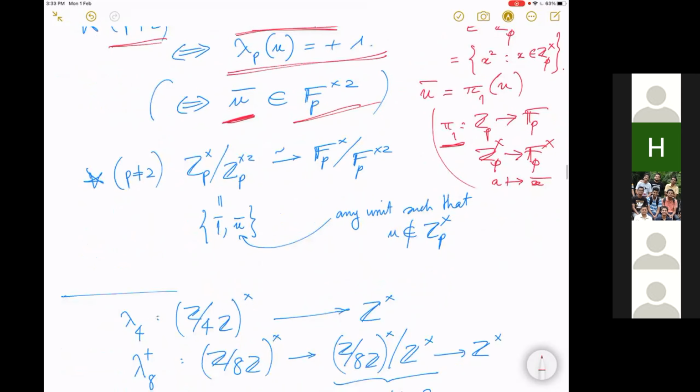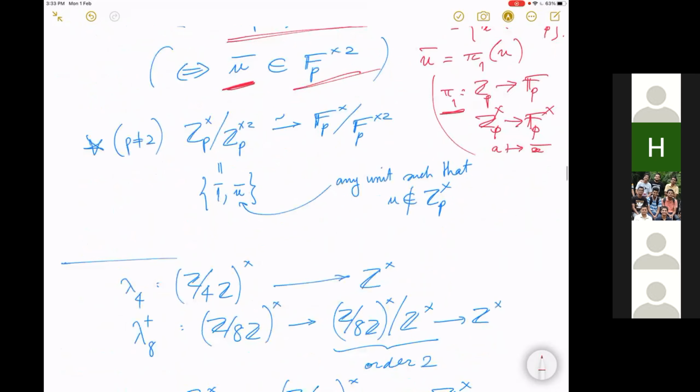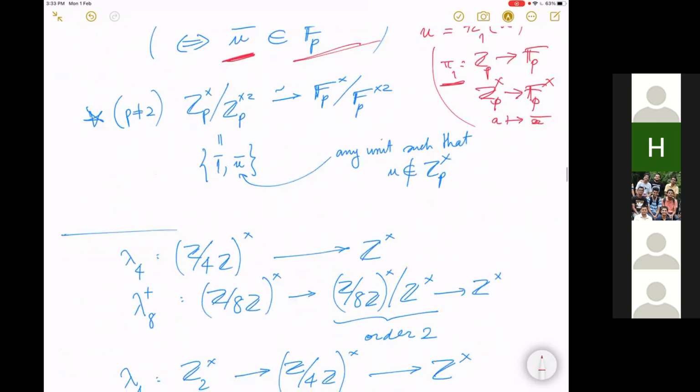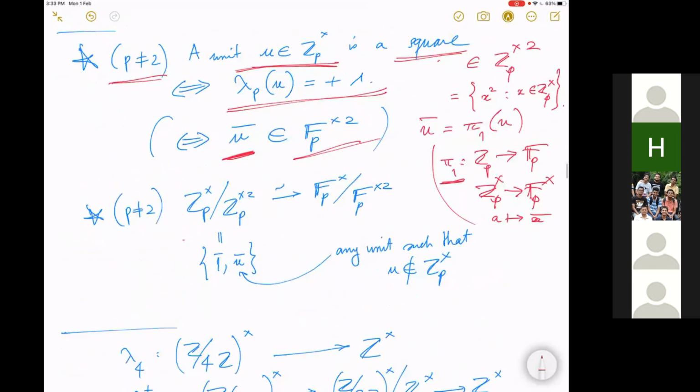Now, the analog of this, it's not analog, it's the same statement. It's just a translation. It says that ZP star modulo squares is really the same thing as FP star modulo squares. Same thing, meaning there's a map induced by pi1, which is an isomorphism between these two things.